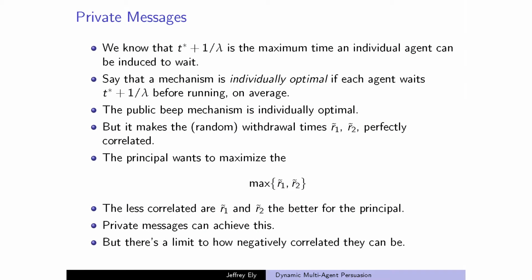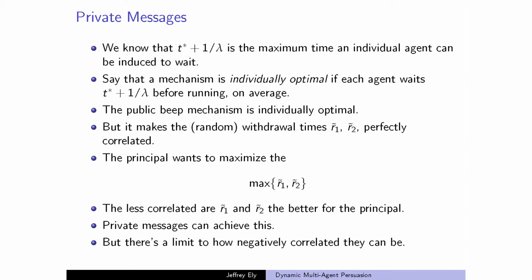Okay, so the task here is to, one, characterize this constraint, and then show that, in fact, you can't do better by moving outside of the class of individually optimal mechanisms. And so the optimal mechanism will be an individually optimal mechanism which achieves the bound on this negative correlation.